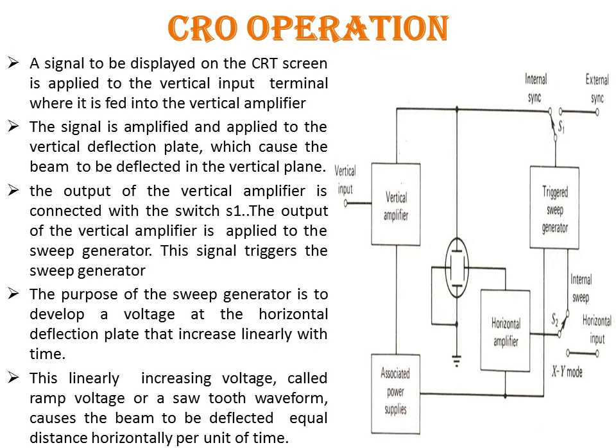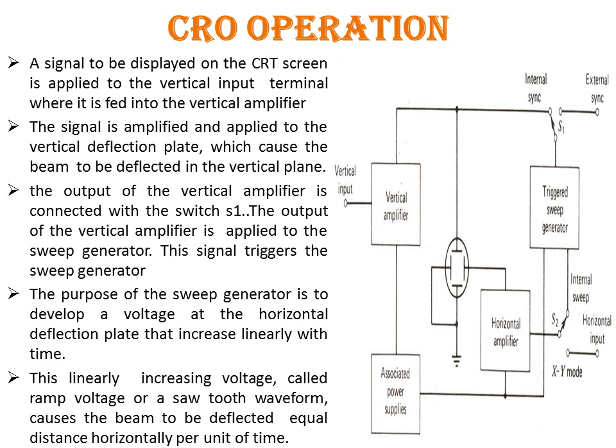Let us see how the CRO operates. CRO has a signal to be displayed on the CRT screen. This signal is applied to the vertical input terminal where it is fed to the vertical amplifier, as you can see in the block diagram. The signal is then amplified and then it is applied to the vertical deflection plate, which causes the beam to be deflected in the vertical plane.